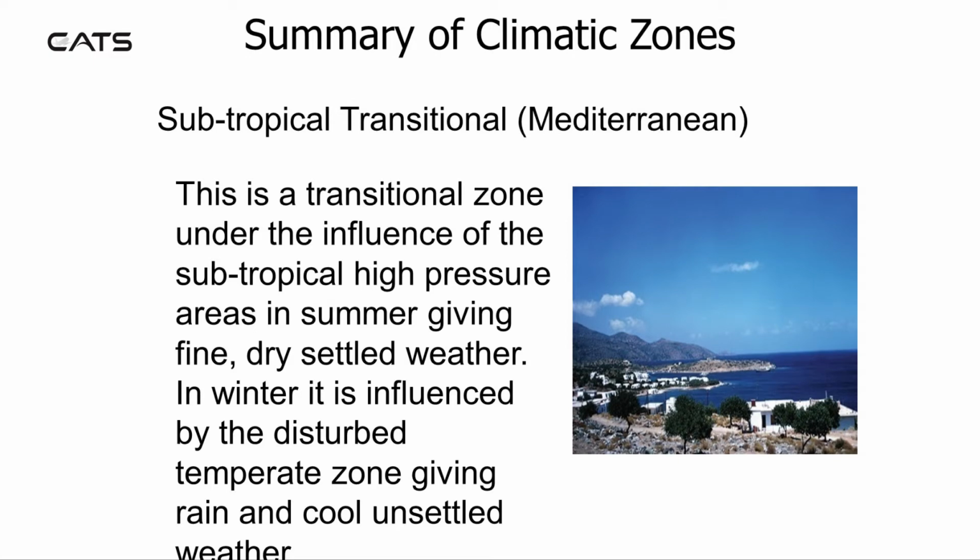Subtropical transitional Mediterranean zones. These are transitional zones under the influence of the subtropical high pressure areas in the summer, giving fine dry settled weather, and in winter influenced by the disturbed temperate zone, giving rain and cool and unsettled weather. In the southern hemisphere, there's a similar climatic zone, but the seasons are reversed.